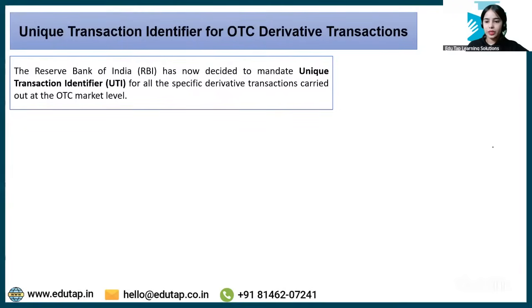Now coming to the UTI. The Reserve Bank of India has now decided to mandate a unique transaction identifier for all specific derivative transactions carried out over the counter market. Now, over the counter market is basically over the counter market.